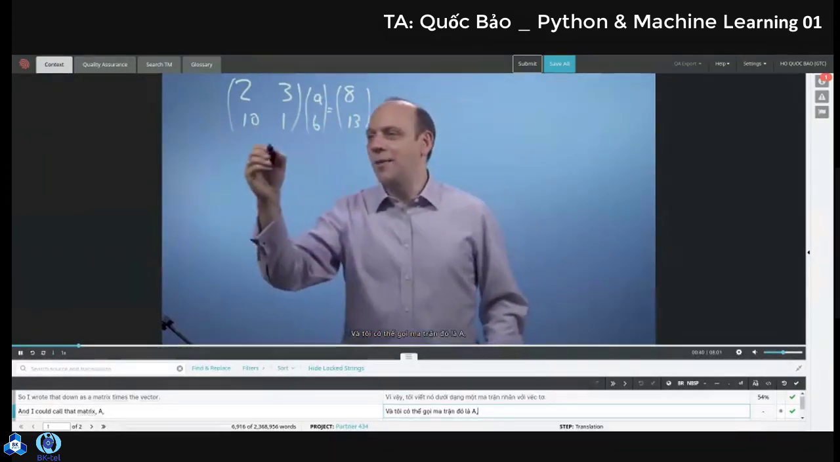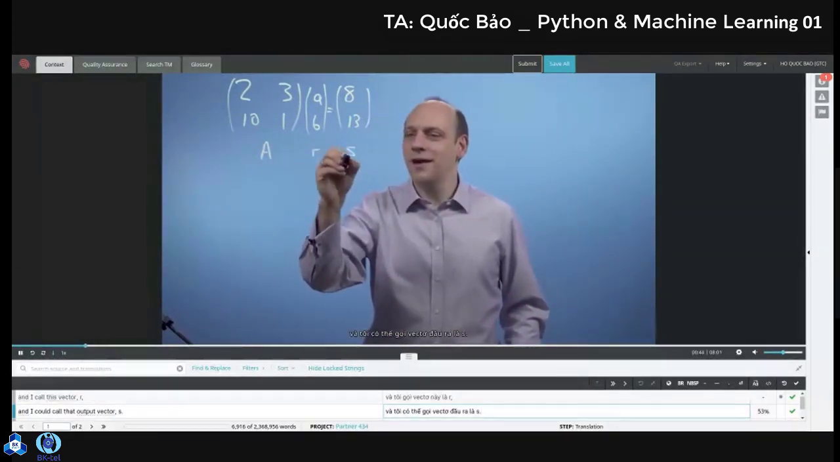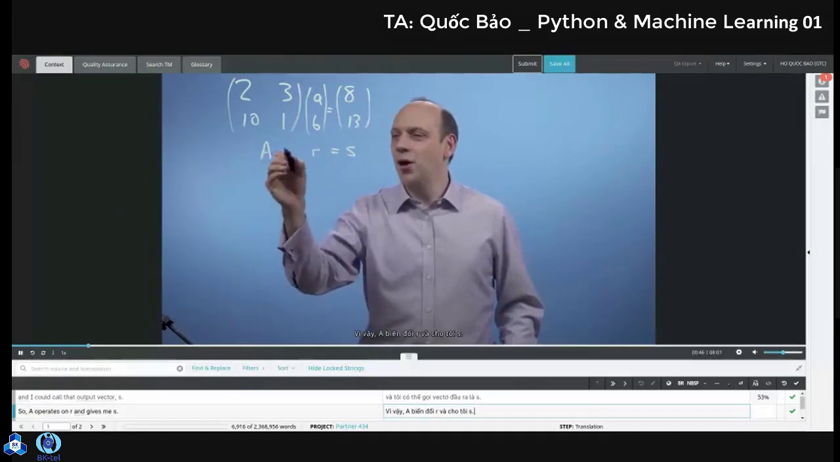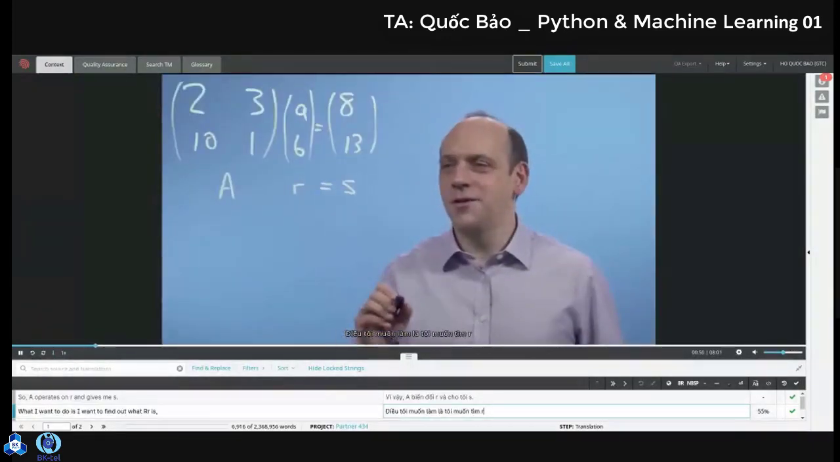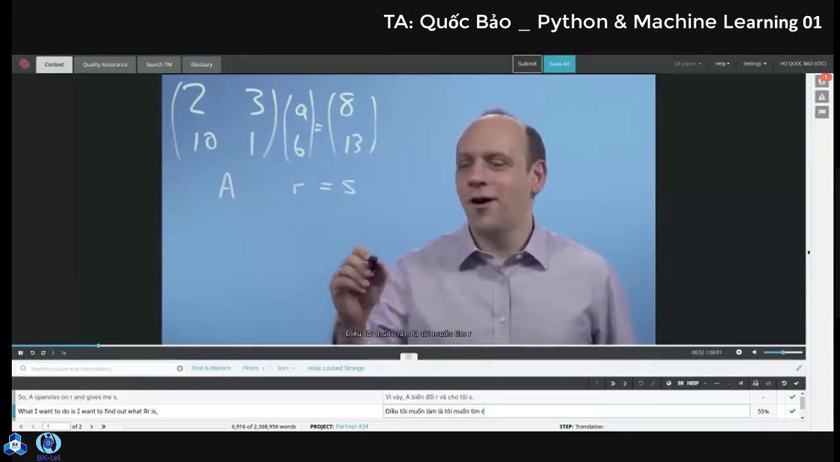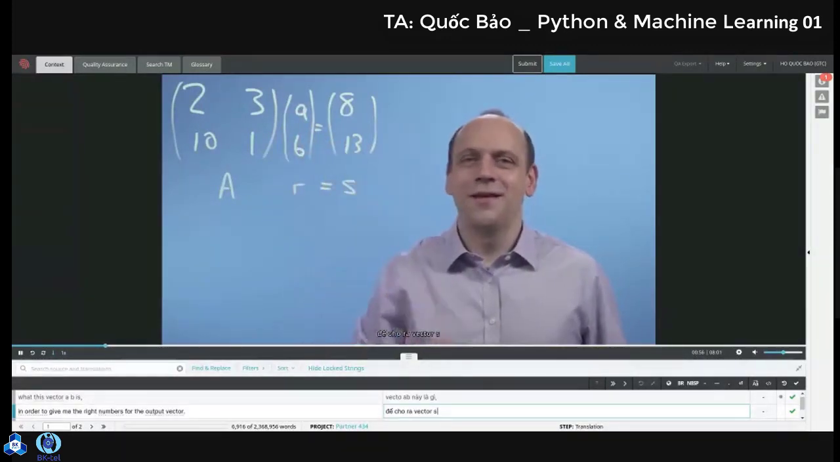And I could call that matrix A, and I could call this vector R, and I could call that its output vector S. So A operates on R and gives me S. And what I want to do is find out what R is, what this vector AB is, in order to give me the right numbers for the output vector.